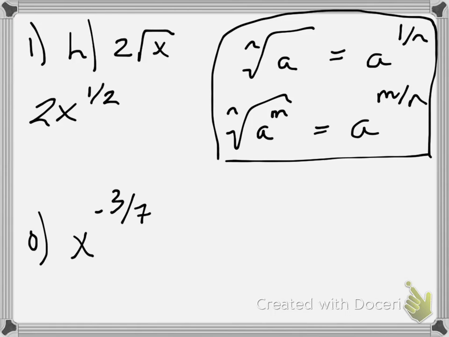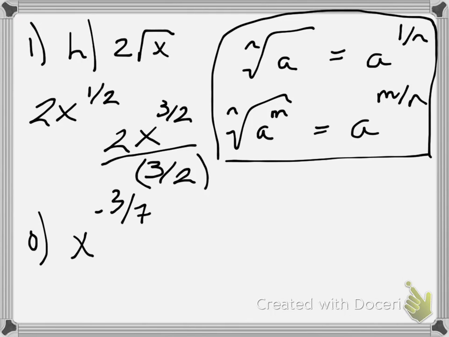And then we just add 1 to the power and then divide by that number. So that's the answer. We can simplify that a little bit. To divide by 3/2 is the same thing as multiplying by 2/3. So we'll get 4/3 x to the 3/2.